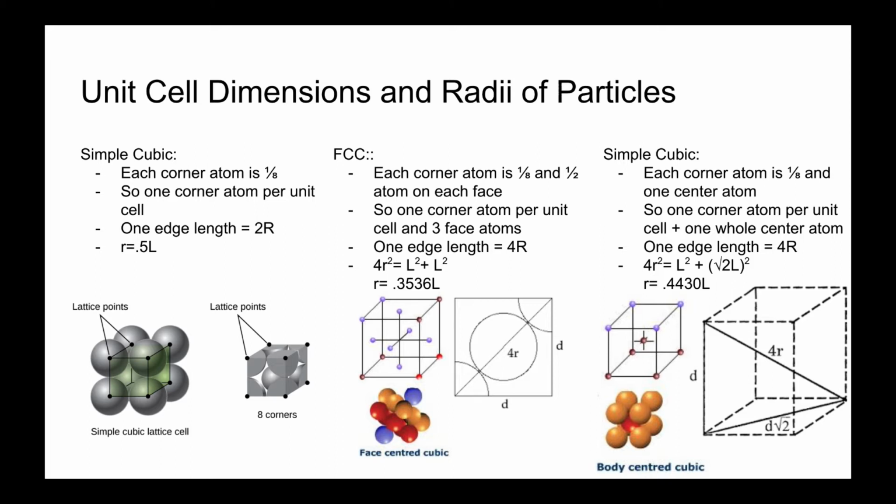And also, as you can see in the diagram, the corner atoms touch each other. So therefore, one side length is going to be equal to 2 radii of the particles making it up.